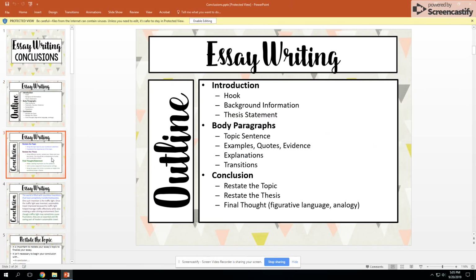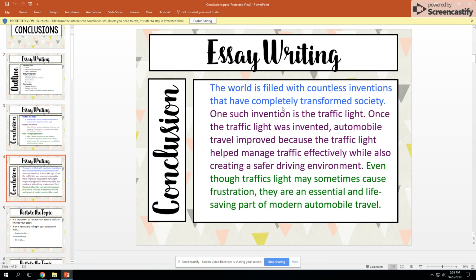We have this essay topic that I'm not quite sure what the topic is, but it's the same model, color coded like the intro paragraph. The blue is your main idea. The world is filled with countless inventions that have completely transformed society. And then, oh, they're talking about traffic lights. That was the topic. And then that middle portion is the recap of what we've talked about in the body paragraphs. One such invention is the traffic light.